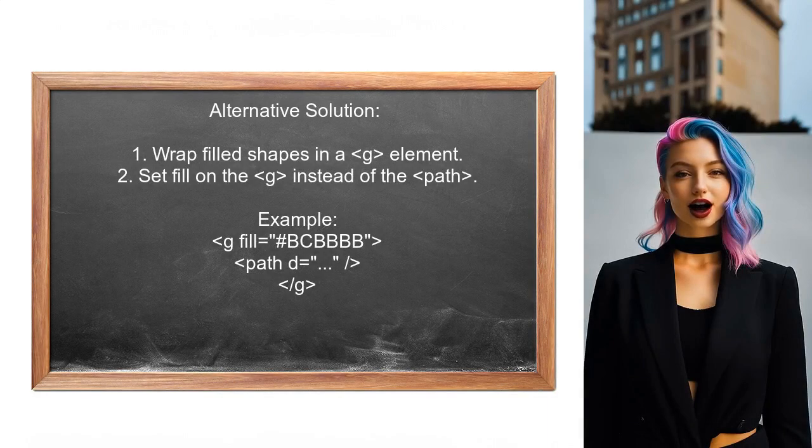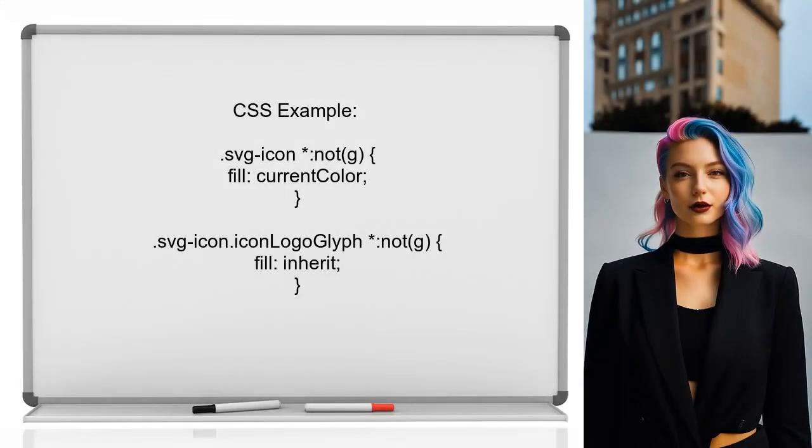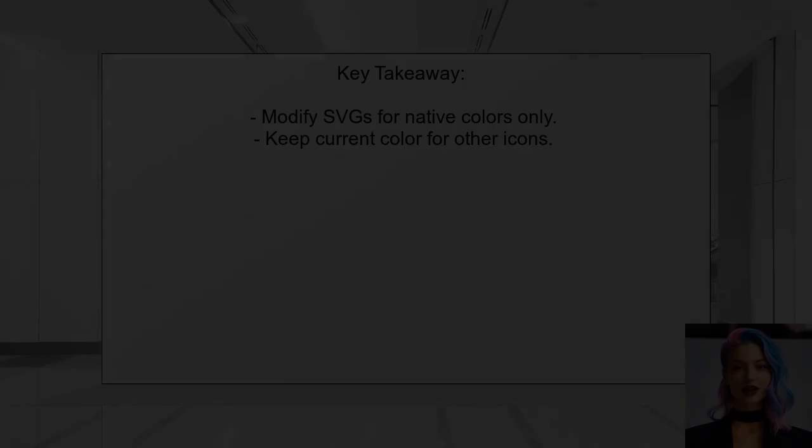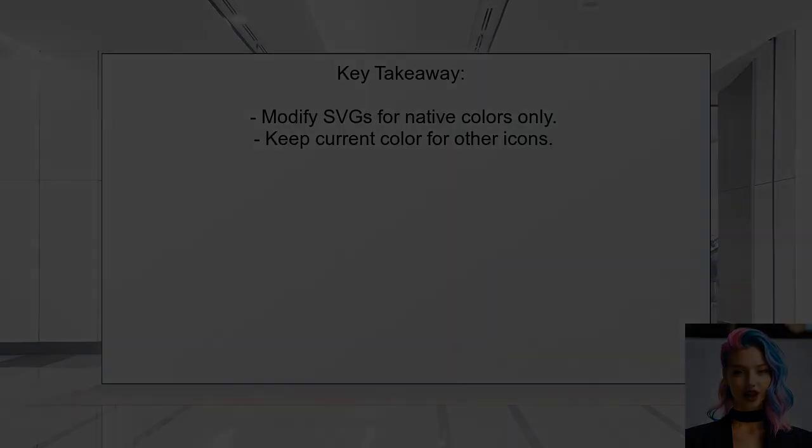An alternative approach to negating fill: currentColor involves modifying the SVG structure. Instead of applying the fill directly to the path, wrap the filled shapes in a group element and set the fill on the group. This way, the fill property will inherit down to the paths without affecting the group itself. In your CSS, target all elements except the group by using :not(g). This allows you to apply fill: currentColor to paths while letting the paths inherit the group's fill when needed. This method only requires changes to SVGs where you want to use native colors. Icons that should always use currentColor can remain unchanged.